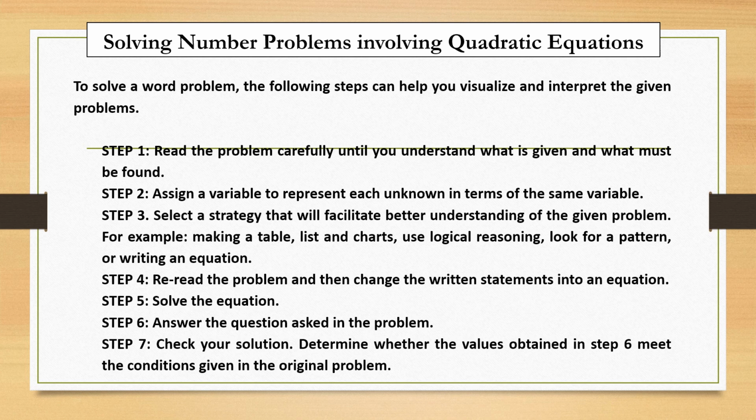Step 2. Assign a variable to represent each unknown in terms of the same variable. Step 3. Select a strategy that will facilitate better understanding of the given problem. For example, making a table, list and charts, use logical reasoning, look for a pattern, and writing an equation. Step 4. Reread the problem and then change the written statements into an equation.